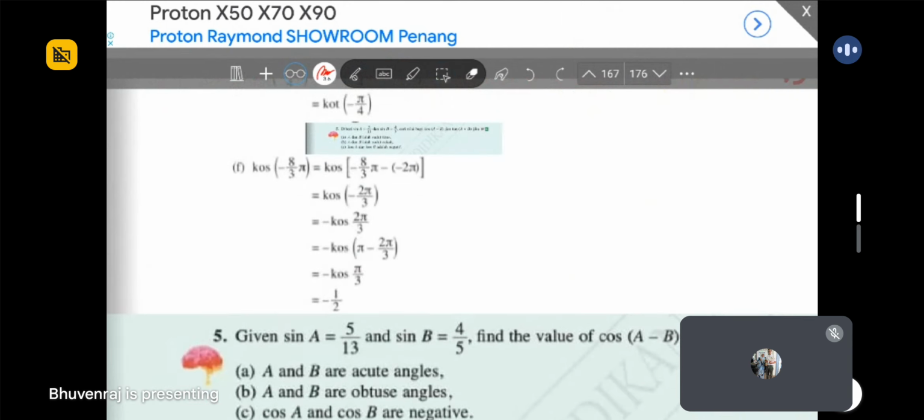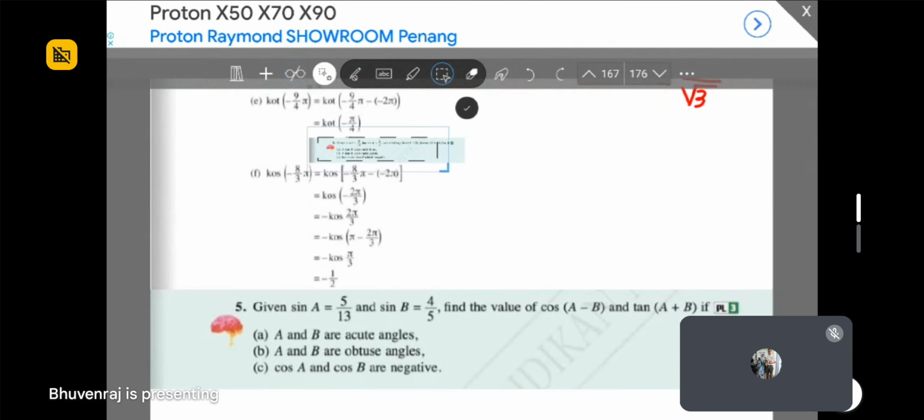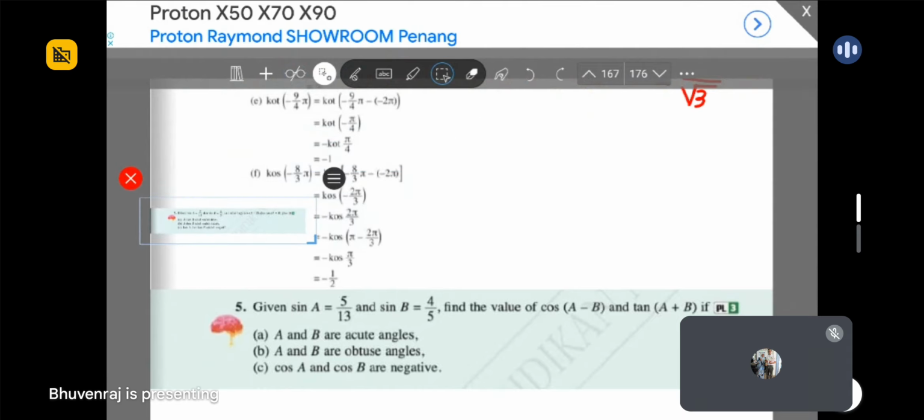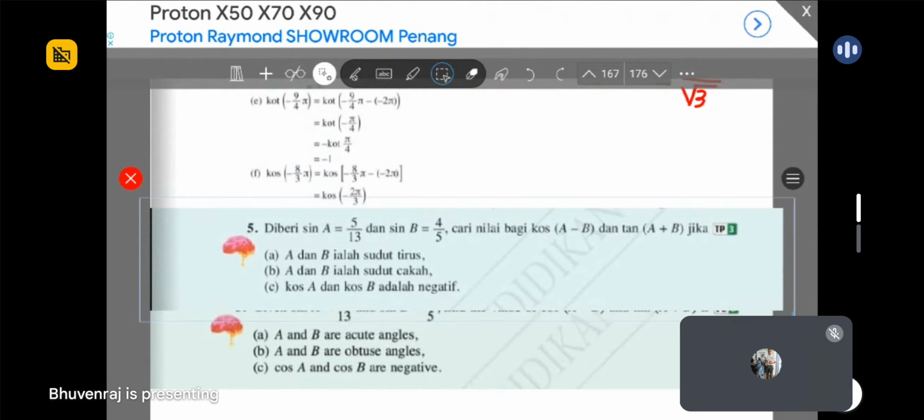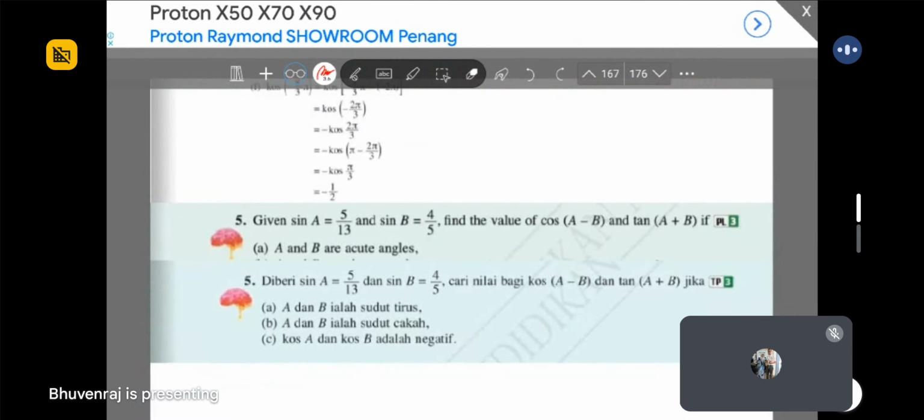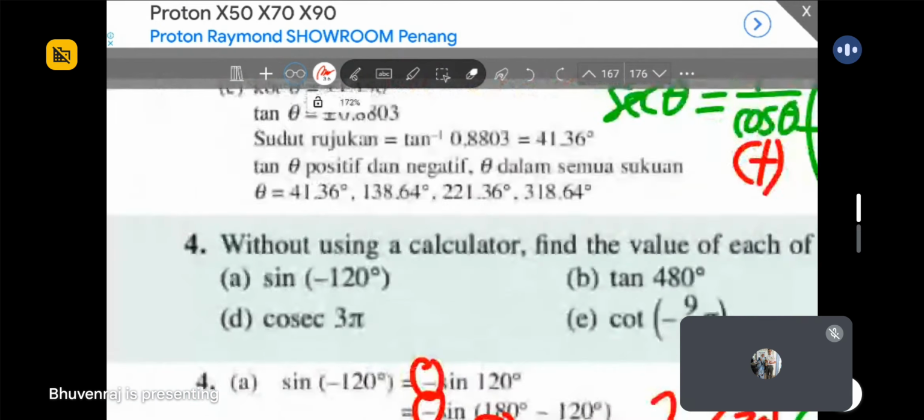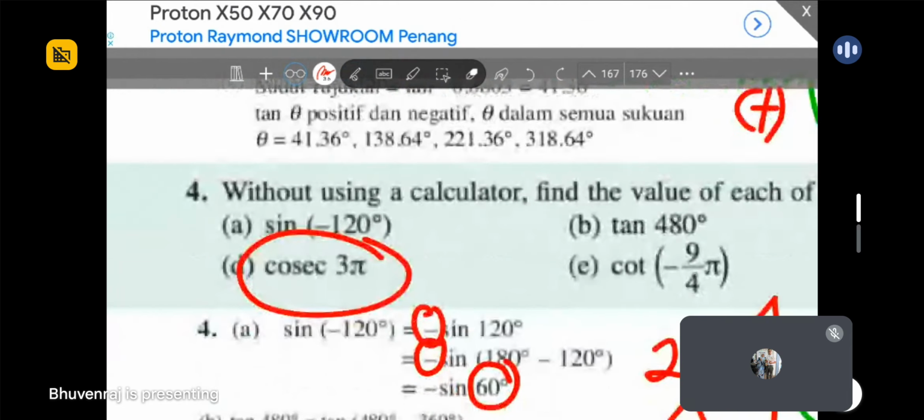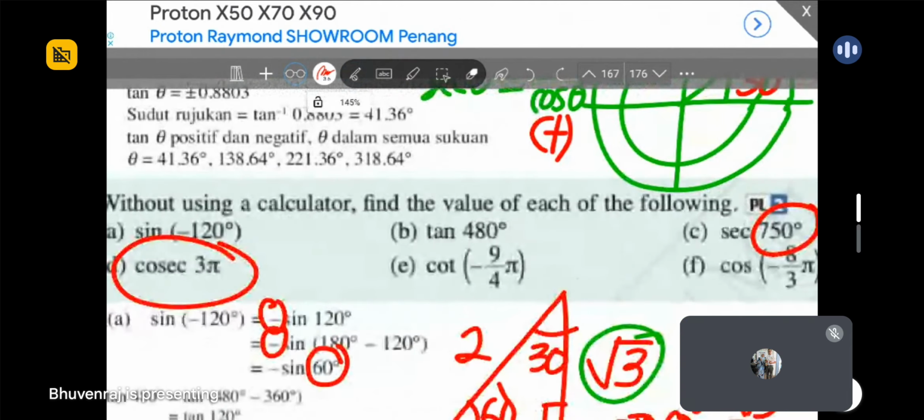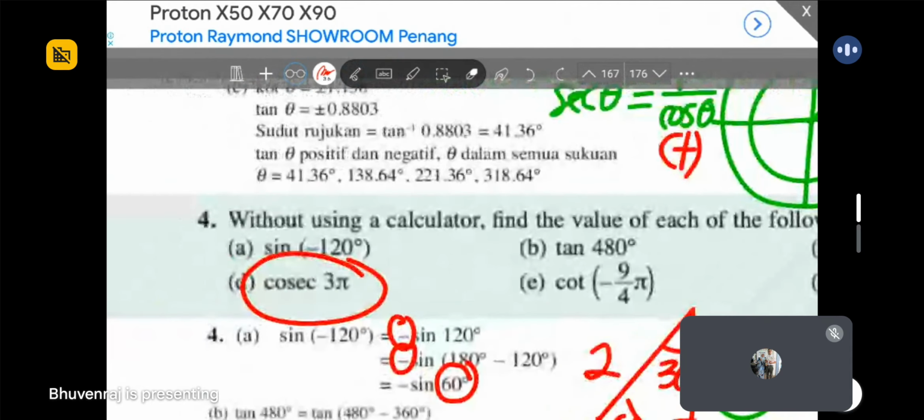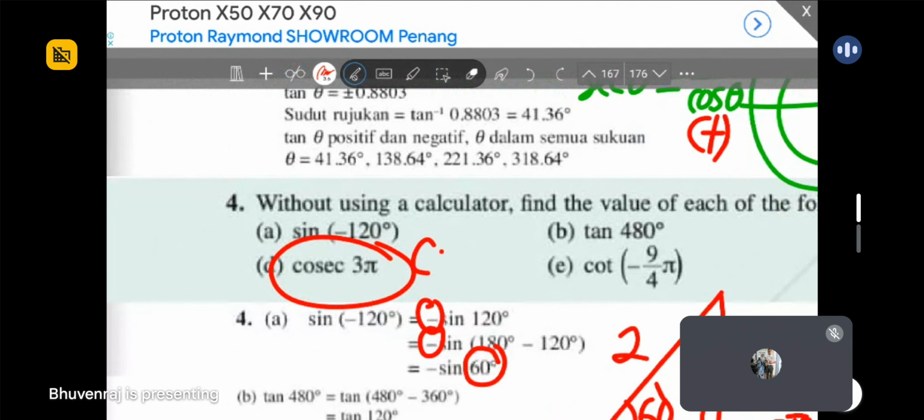Okay, all right. So now question D, bahagian D pula. We try to see the different types of trigo function, guys, so that you are clear on this chapter totally. So now question D. They ask you cosecant 3 pi. So 3 pi is how much? You must think and see lah, 3 times 180. So it's actually cosecant 540, kan?